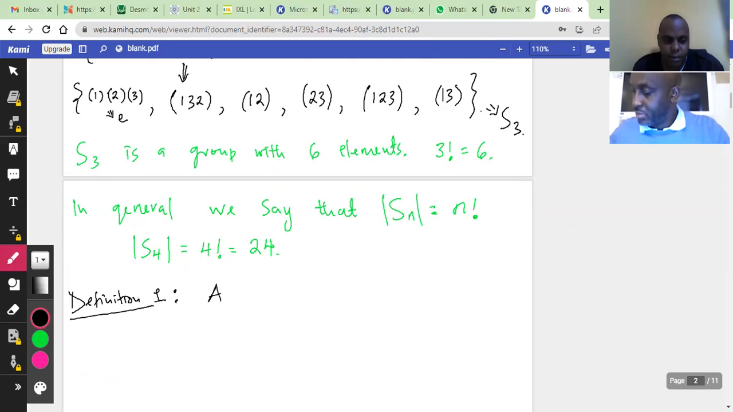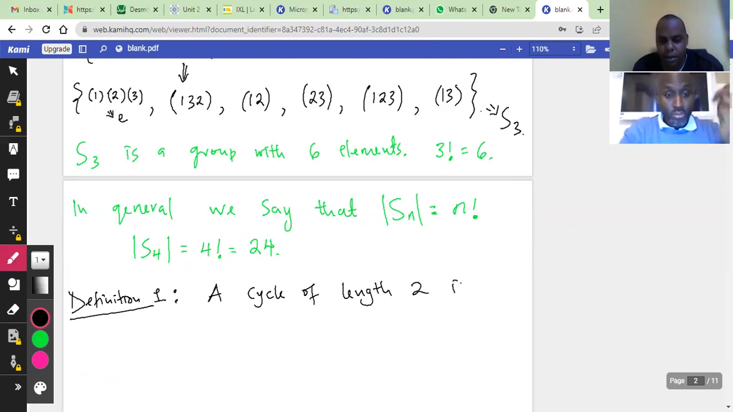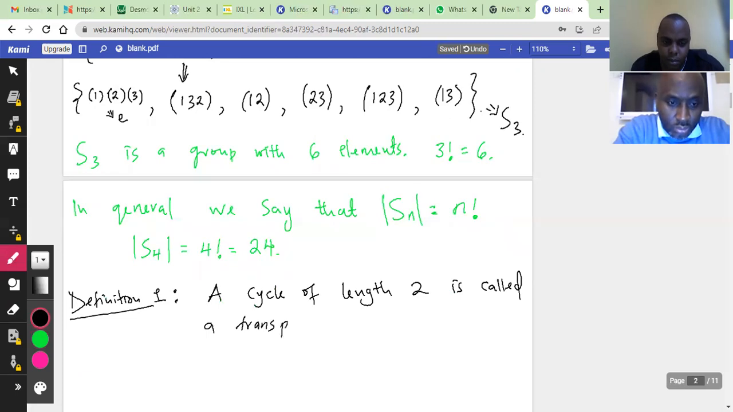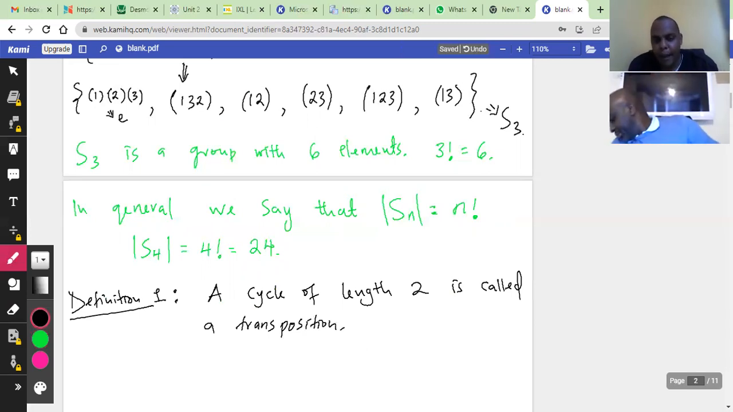A cycle of length 2 is called a transposition. A cycle of length 2 has 2 elements. It's called a transposition.